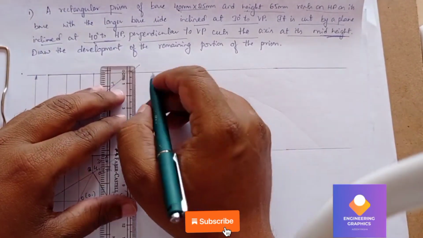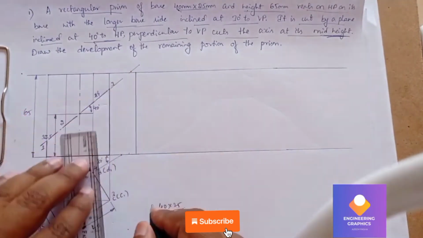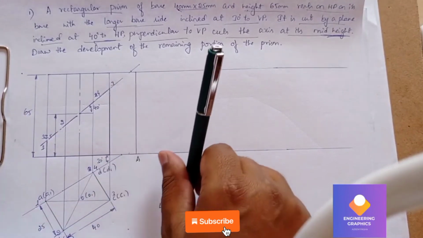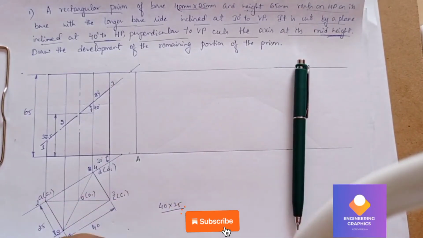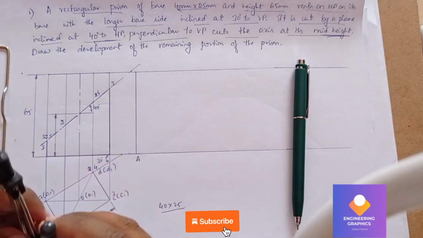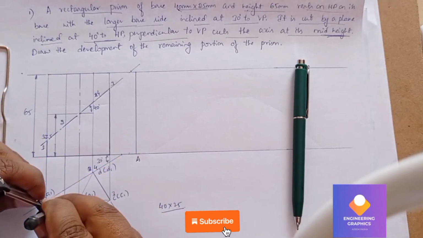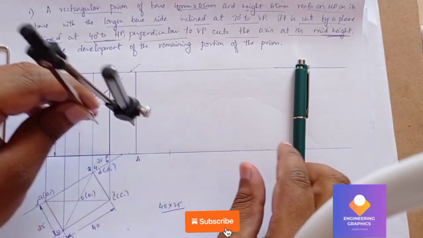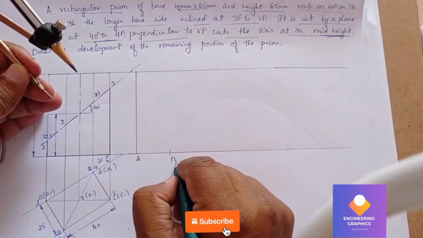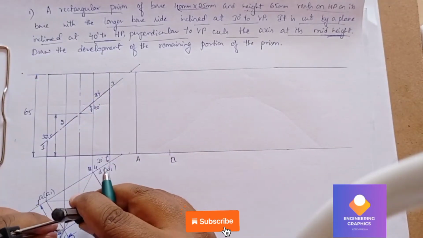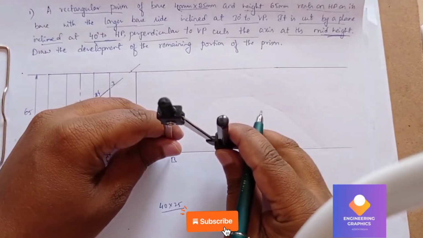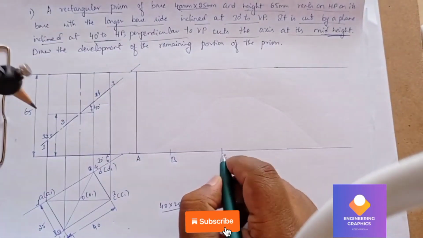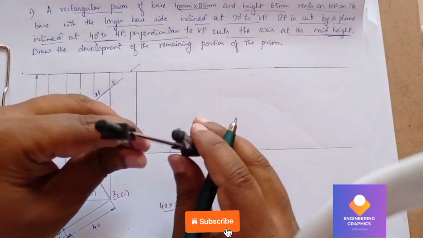So first I will take the reference line. From here we will consider that as A. From A to B it is 25. We'll take the compass and measure 25 mm from A to B. We'll measure this length from A to B. AB is 25. Again from B to C it is 40 mm. From B to C it is 40. Again C to D it is 25.